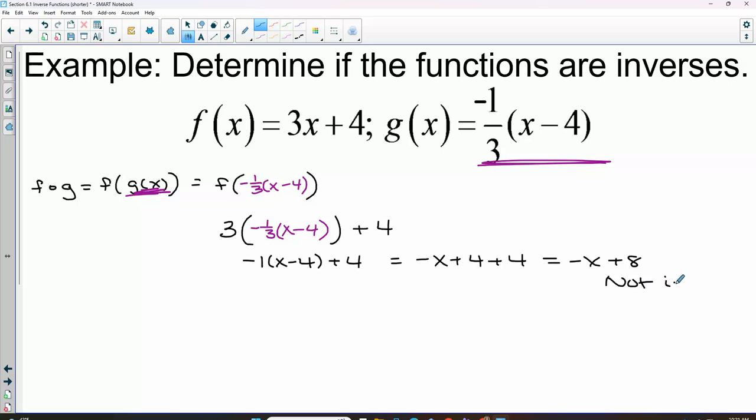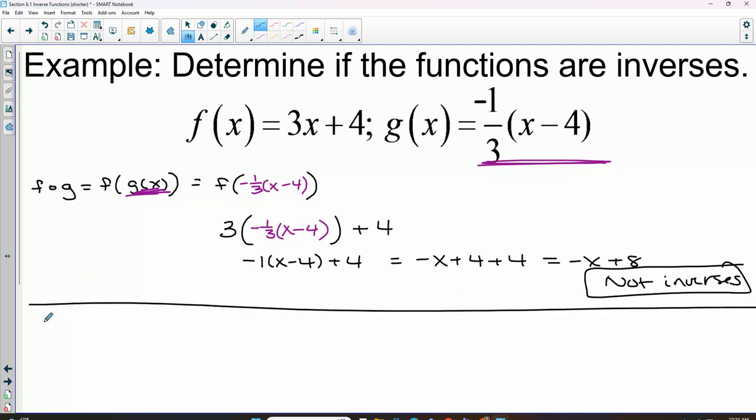Now, do you need to check the other way? If one way doesn't work, the other one won't. But I think we're struggling a little bit with these compositions. So let's look at the other way just for practice. G composed with F means G of F of X.